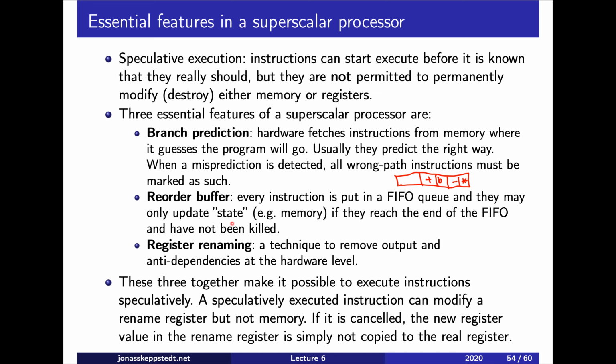Okay, so what this reorder buffer does is it keeps track of the program order of each instruction. So they enter here and leave there. And if this branch concludes that it guessed wrong, then all instructions after it in this queue are thrown away. Okay, then we need something called register renaming as well. And I will come to that shortly.